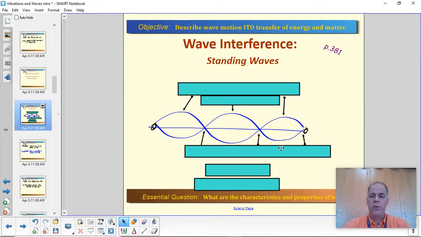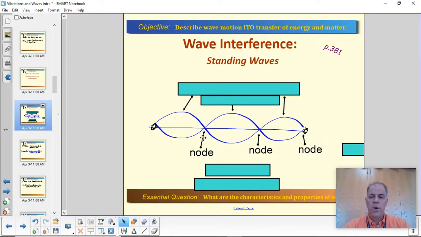But there's some terms that we've got to have. First is the concept of nodes. Okay, nodes are the places in the standing wave where the rope is not moving at all. So these parts here are bouncing up and down, but these parts here remain stationary. And those are called nodes. So those are the places where the rope is not moving or where there's no motion of the medium in the standing wave.